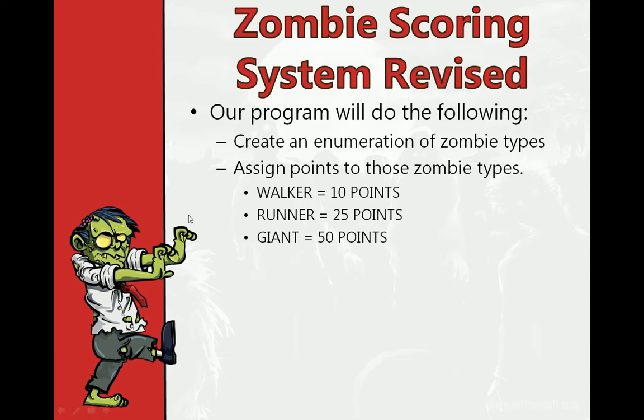And finally, just to make things interesting, just when you thought it couldn't get any worse, we're going to have giant zombies that are worth 50 points apiece. Okay, so again, we're in the zombie apocalypse, so we might as well make it fun and keep score of a few things. We'll be back with the next part of this lesson, which will include a demo, in which we'll walk through the enumeration and change some of these things around. So just remember, walkers are worth 10, runners are worth 25, giants are worth 50.